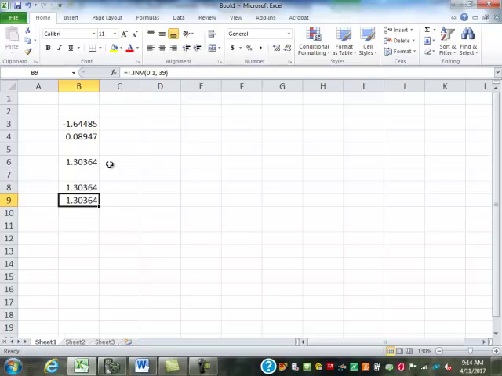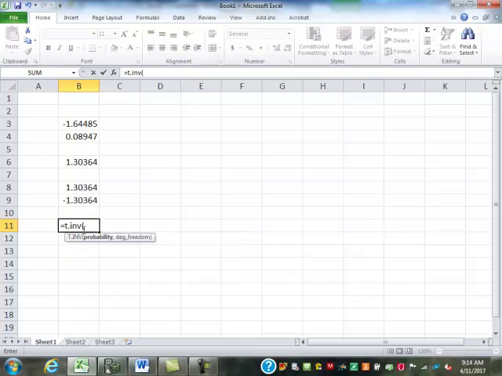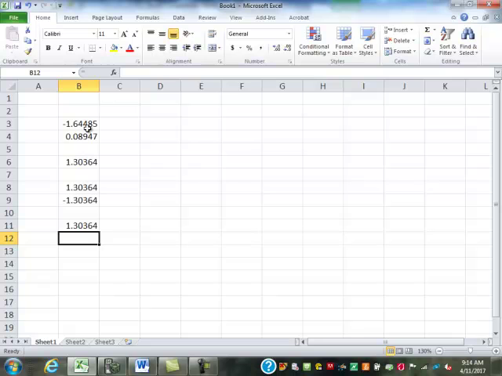In Excel, there is a new function now in the newest version that actually allows you to use the T inverse exactly like the normal inverse. So we're going to do T.INV, and we're going to put in 0.9, the probability to the left, and 39 degrees of freedom, just like we did with the normal distribution up here.